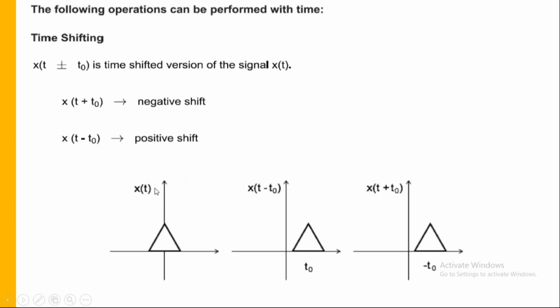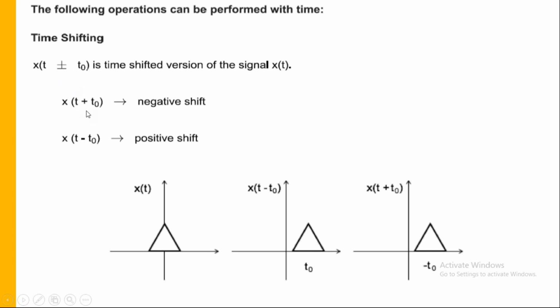Now observe this, this is my actual signal x of t, and this is symmetrical at the origin, which is a triangular waveform. And I'm going to plot the signal that may be shifted towards right or towards left by a value t naught. This t naught is the shifted value of the signal. Now try to observe how we can have this. I can plot the signal with plus or minus.